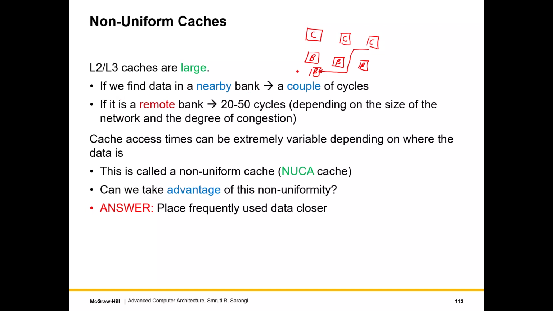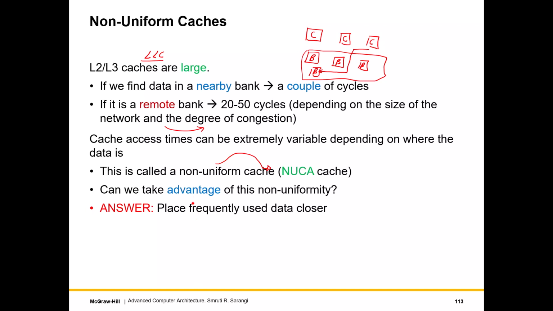If it's a remote bank, as I said, if this is the core and the bank is far away, it could be 20 to 50 cycles or even more, depending upon the size of the network and of course the congestion. So this basically affects the cache access time, particularly for a large cache. Typically the word LLC is used; LLC is a last level cache. In an LLC, the access time could be fairly variable. And this is why we have a non-uniform cache, because all of these LLCs are fundamentally non-uniform: the data is distributed throughout the chip and the access times are very non-uniform.